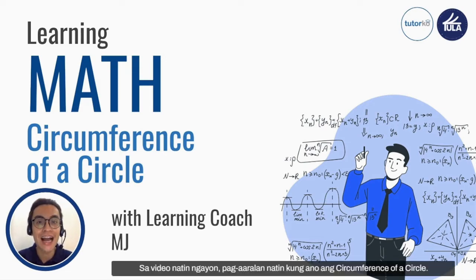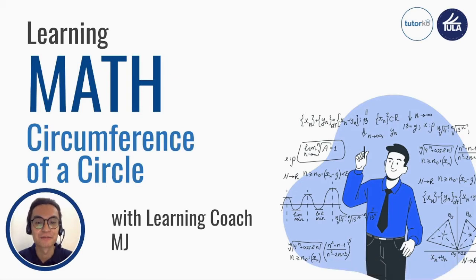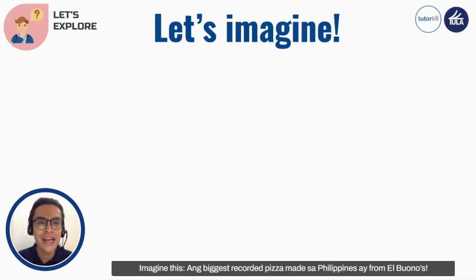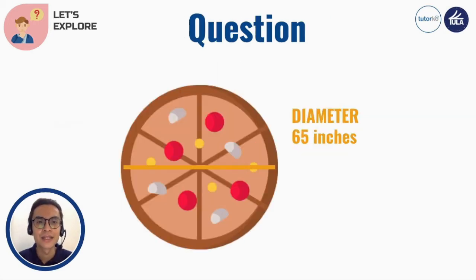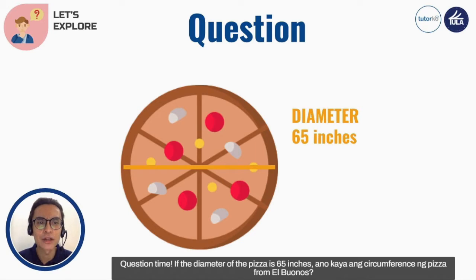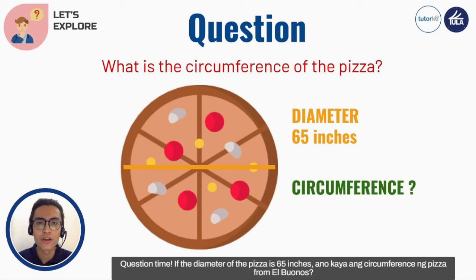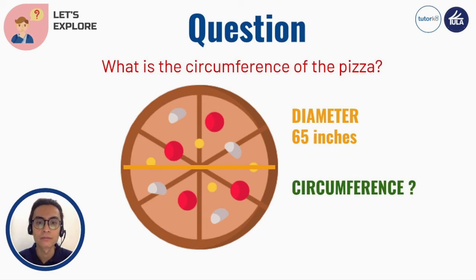Sa video natin ngayon, pag-aaralan natin kung ano ang circumference of a circle. Ano kaya to? Sige, simulan natin. Imagine this. Ang biggest recorded pizza made sa Philippines ay from El Buonos. Ang pizza nila ay may diameter of 65 inches and it can feed 150 to 200 people. Grabe, ang laki! Question time. If the diameter of the pizza is 65 inches, ano kaya ang circumference ng pizza from El Buonos?